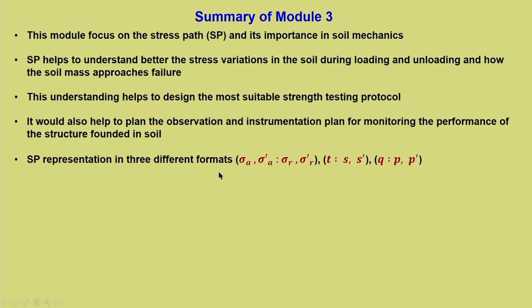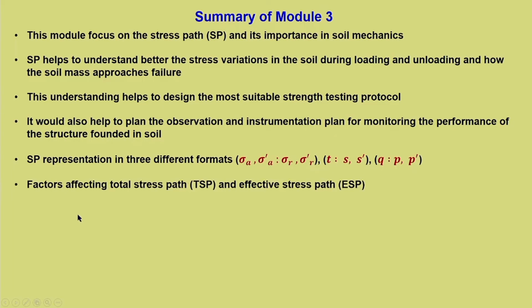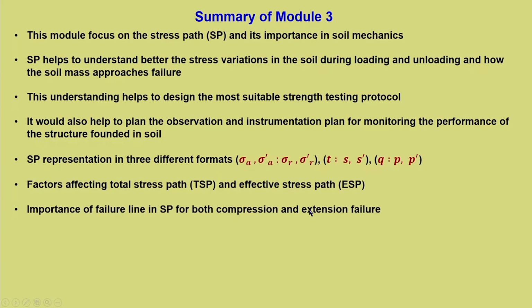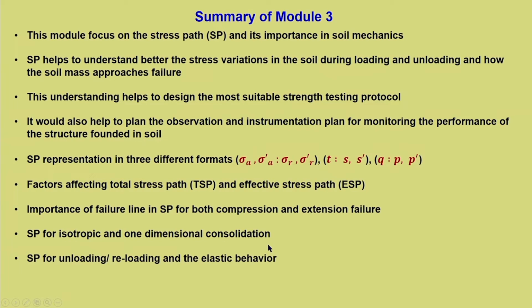Now, stress path representation in 3 different formats we have understood: sigma a, sigma r; t, s dash; and q, p dash. Factors affecting total stress path and effective stress path have been discussed. Importance of the failure line in stress path for both compression and extension we have understood, and we have also defined the failure lines for different cases, where different cases means the different stress path formats. Stress path for isotropic and one dimensional consolidation we have discussed.